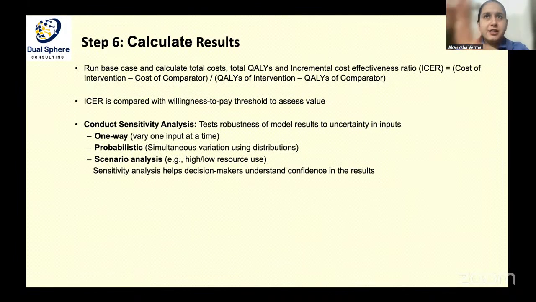After this, once you are done with your programming, you calculate the results. You run the base case, and calculate total QALYs, total cost, and incremental cost-effectiveness ratios in terms of your cost-effectiveness model.